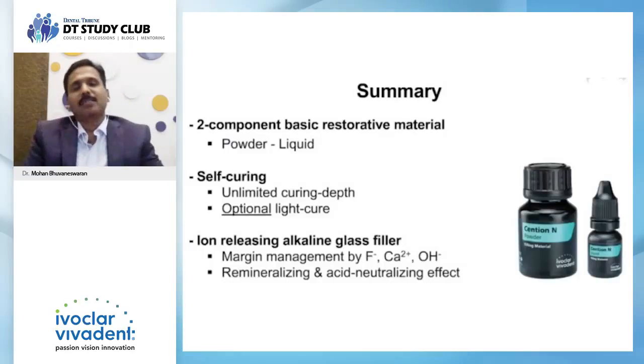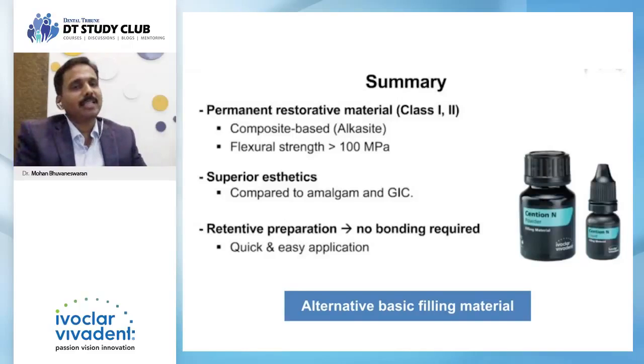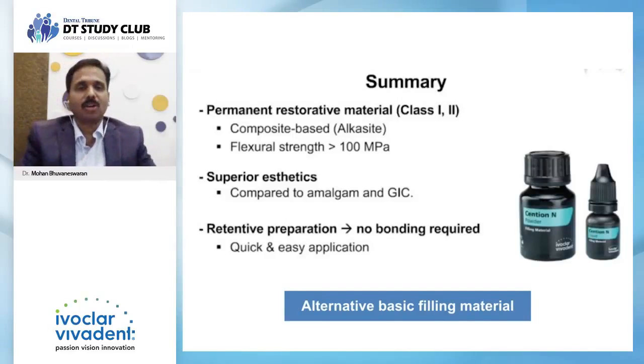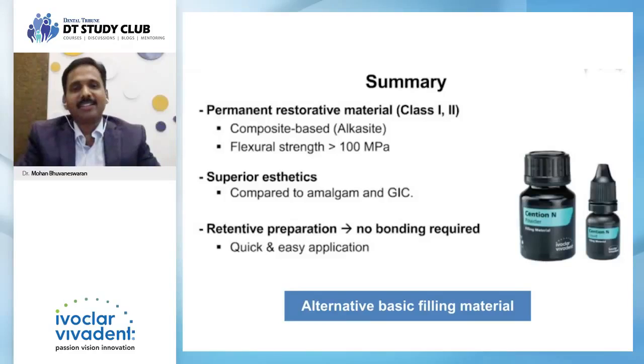So coming to the final summary, yes, Sention N is a 2-component basic restorative material, powder and liquid. It's self-curing. Light curing is optional. Ion release, yes, the security guards for us are there, and it is a permanent restorative material for all class 1 and class 2. Please remember the indications I told you, the resistance and the retention form. The flexural strength is amazing. Aesthetics is also good. I'm not about to talk about aesthetics, but fortunately or unfortunately, aesthetics comes along with the package to us, and no bonding is required. It is, in short, quick and easy, right? In short, it's an alternative basic filling material.